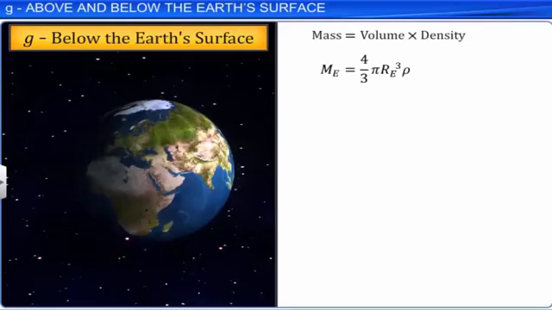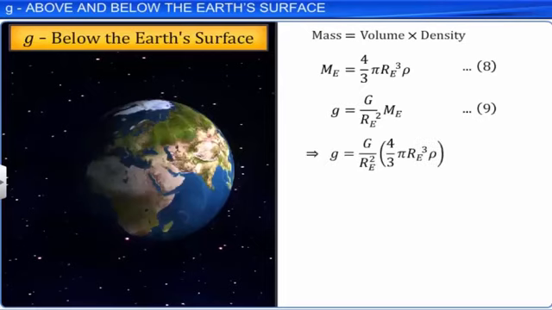Hence, equation 9, which indicates acceleration due to gravity on the surface of the Earth, can be modified to equation 10: g is equal to 4 by 3 G pi Re into rho.